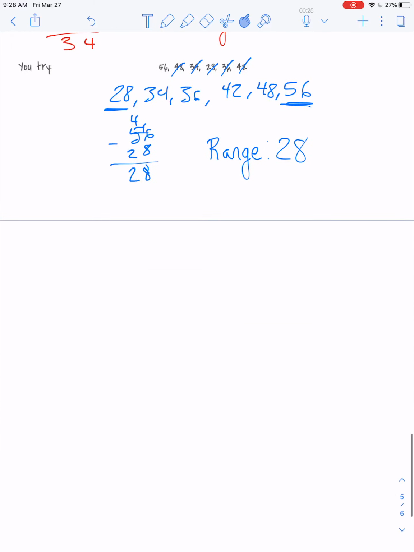So that is how we find our 4 different measures of central tendency. Remember that I've posted some other videos in Google Classroom to help you work through this if you need more help in understanding them.